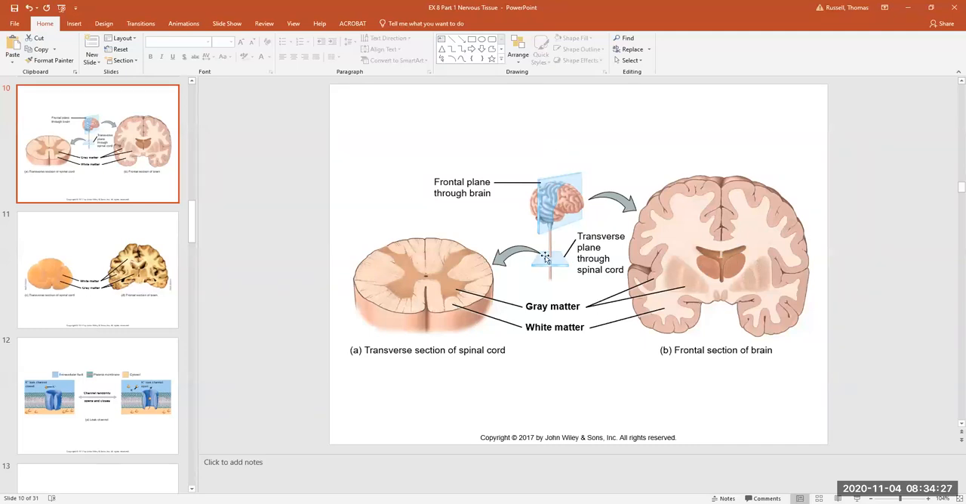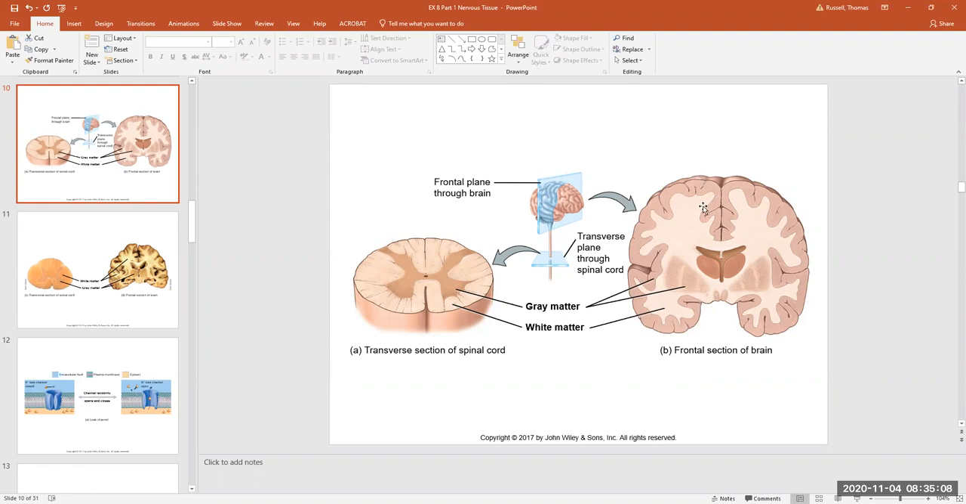Also in the brain, you see this little frontal plane through the brain. Some areas in the brain look darker and some look lighter. So we still have gray matter in the brain, and we have white matter in the brain. So what is that? Well, all of the gray matter areas, either in the spinal cord or the brain, are composed of unmyelinated neurons. So in the brain, you see this gray matter around the outside of the cerebrum.